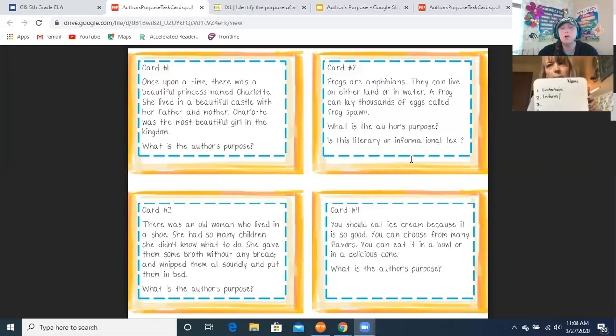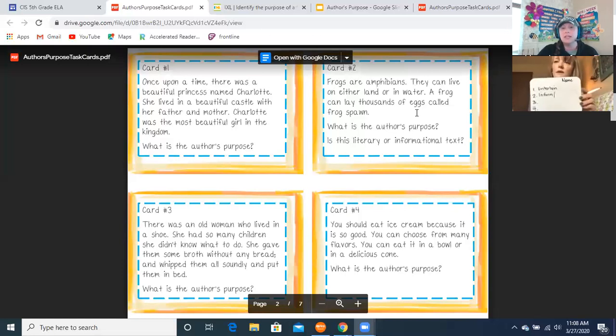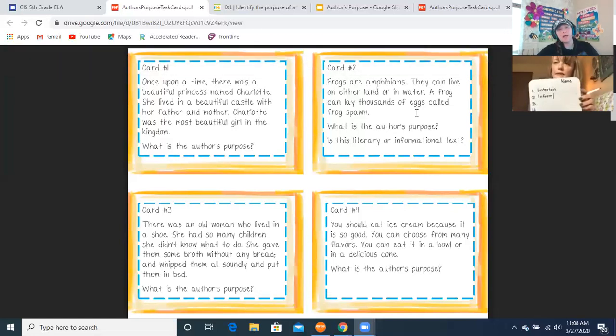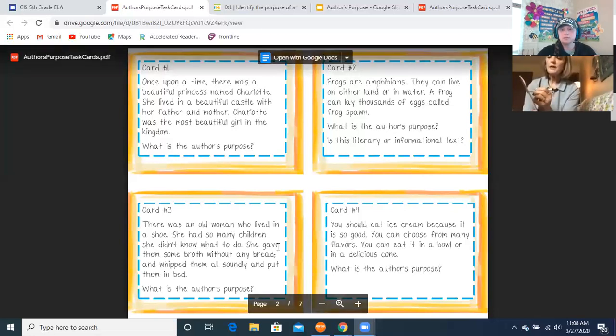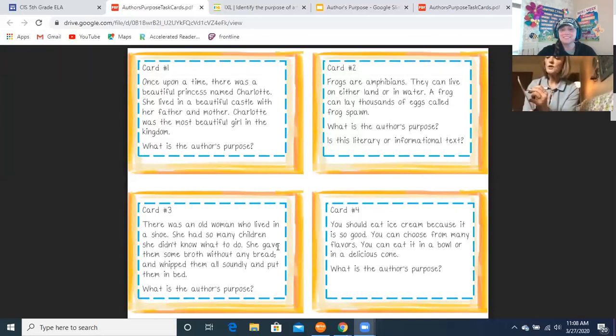Right. And so we've already decided that the purpose was to inform, so it must be an informational text. It's nonfiction and it's teaching us about where frogs live, so it has to be informational. So you could just write informational down next to number 2, like I'm going to do. That looks good.